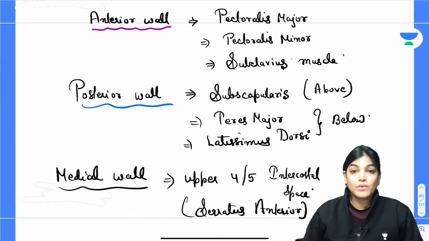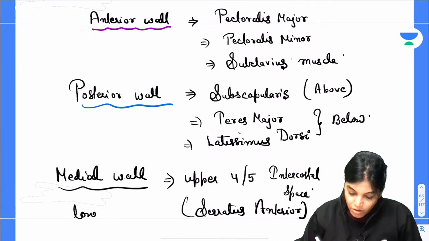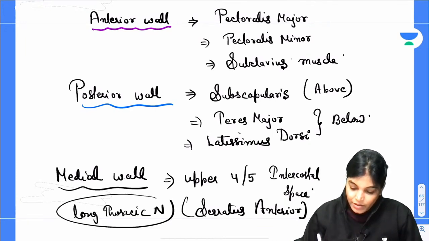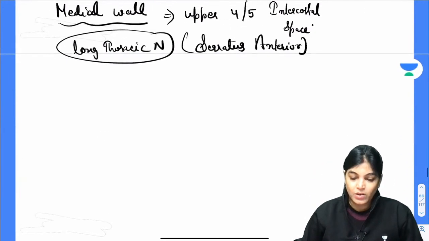And we have also seen that running over the serratus anterior muscle is the nerve supply, that is the long thoracic nerve, but it is coming from inside. So this is also a content. Now this is about the medial wall. Now which wall is remaining, my dear aspirants? The lateral wall. So write down about the lateral wall.